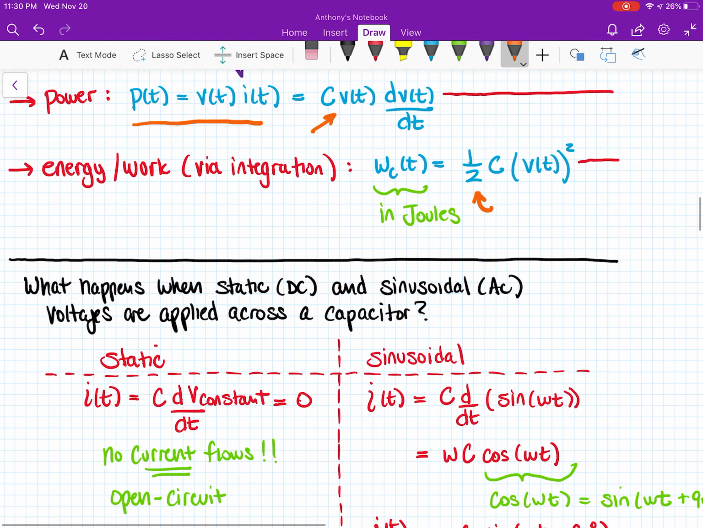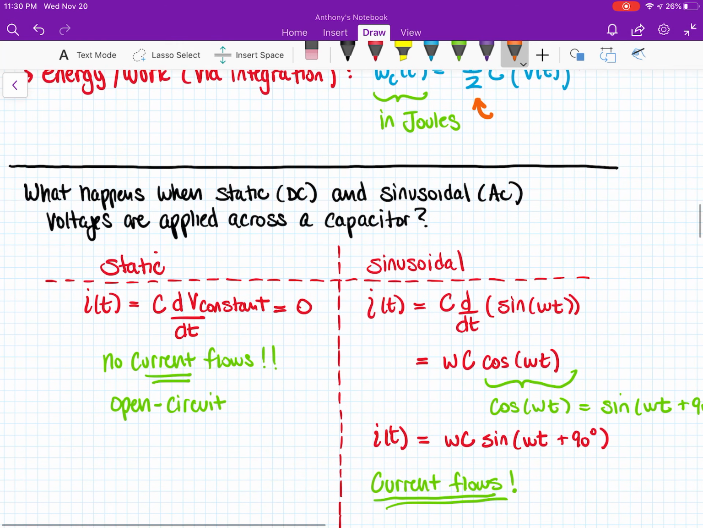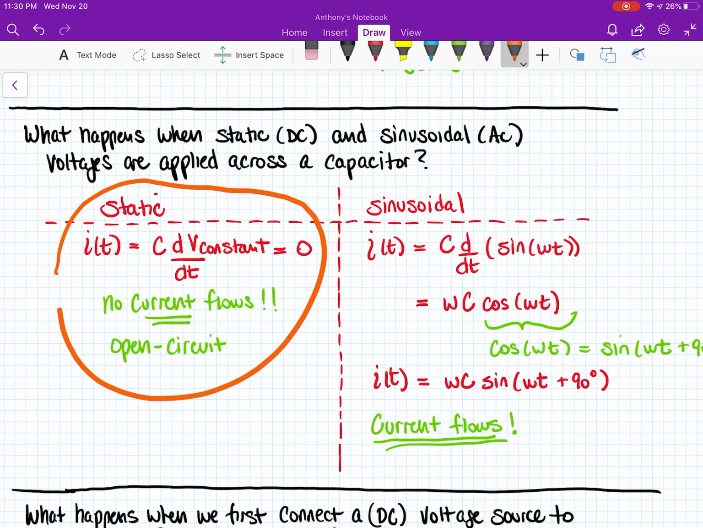The next question that I'm going to pose here is what happens when a static, or DC, as well as a sinusoidal, or AC voltage are applied across the terminals of the capacitor. So first, let's look at the static condition. When we have a static or DC voltage being applied, the current will be equal to C times the derivative of a constant, which is ultimately going to be 0. So for DC circuits, no current flows through the capacitors and they act as open circuits.